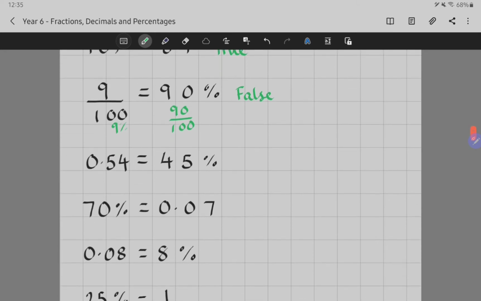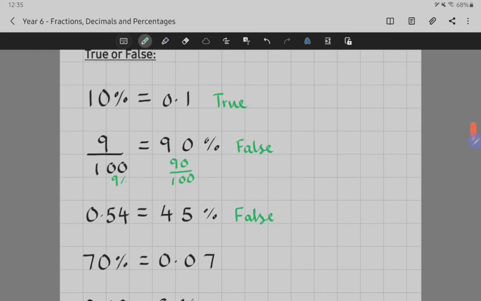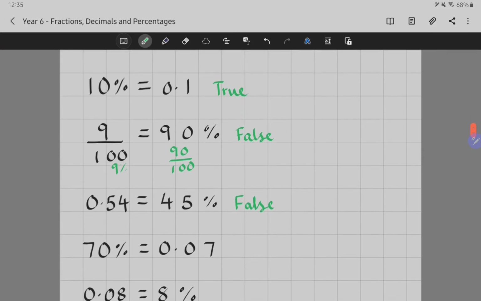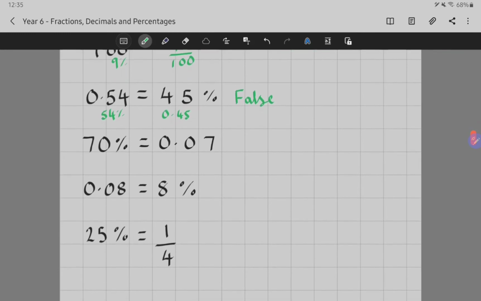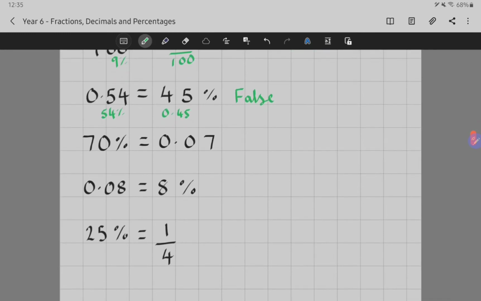0.54 is equal to 45%. That's false. Okay, so why is it false? Well, 0.54 would be equivalent to 54%. Okay, or 45% would be equivalent to 0.45. Here's another 3 to have a go at. Pause the video again, have another go.